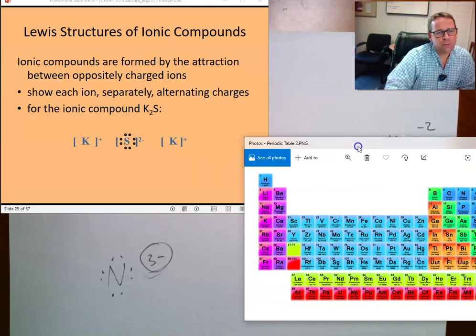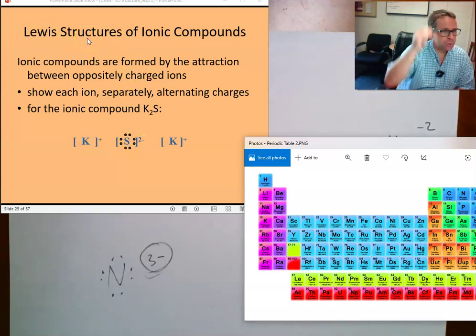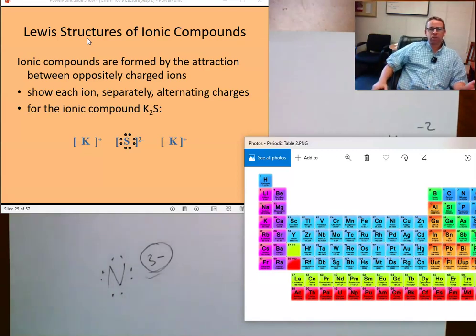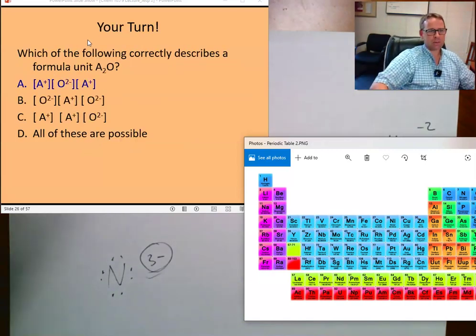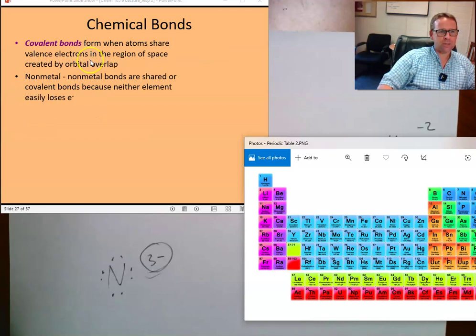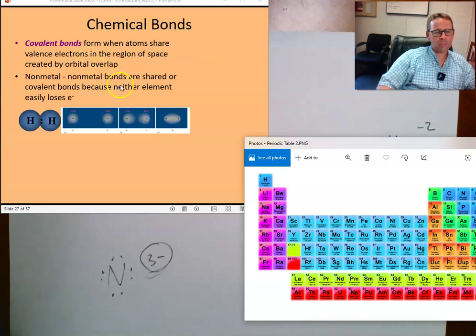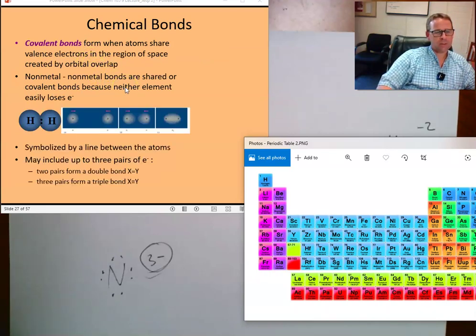A Lewis dot structure for an ionic compound is really boring. For potassium sulfide, for example, it's the Lewis dot structure for the sulfide ion and the Lewis dot structure for the 2 potassium ions. And this doesn't tell us anything really helpful. Again, Lewis dot structures are not extremely helpful for ionic compounds. They're helpful for molecular compounds. So let's get into how they help us describe molecular compounds.